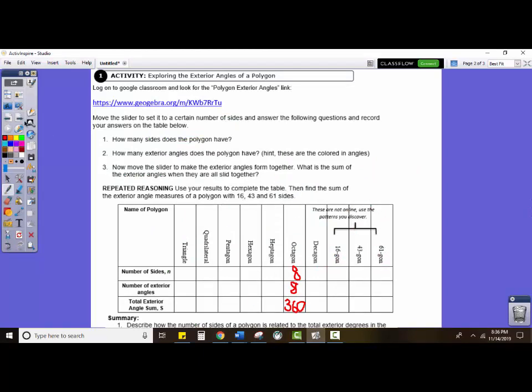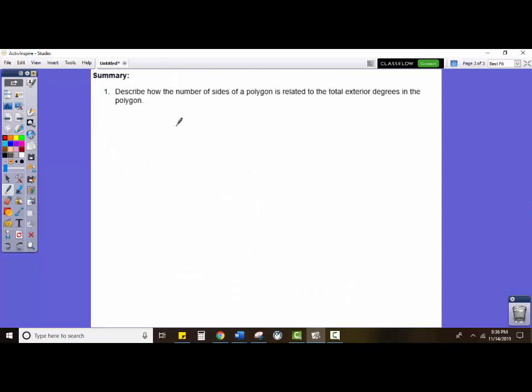So go ahead and do this part of the activity, and then there's a reflection question. You need to answer that. When you're done with that, then come back to the screencast and you will go on to the backside to finish up.